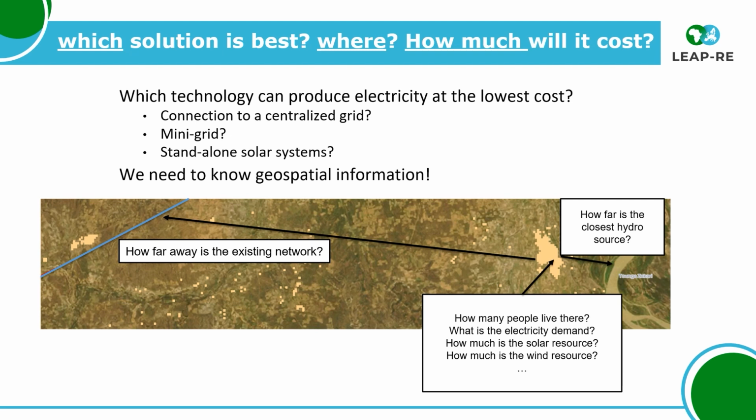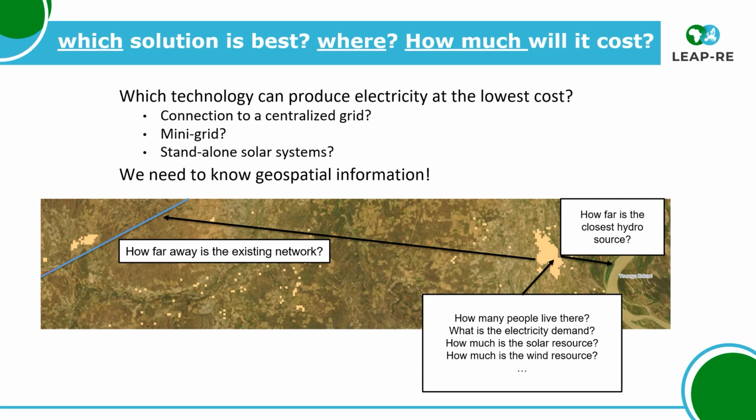For every single community across the world, they have different local contextual situations, including how far away are they from the existing grid network? What resources do they have nearby, including hydro, wind, and solar? How many people live there? What is electricity demand? What kind of activities exist, etc. And the list goes on. This question then also needs to be asked for every single community that does not yet have electricity. How do we do this?